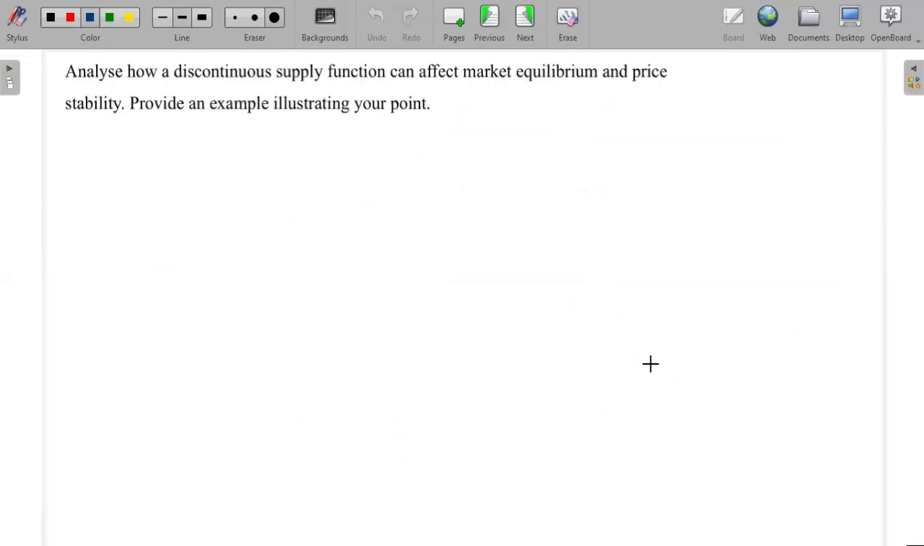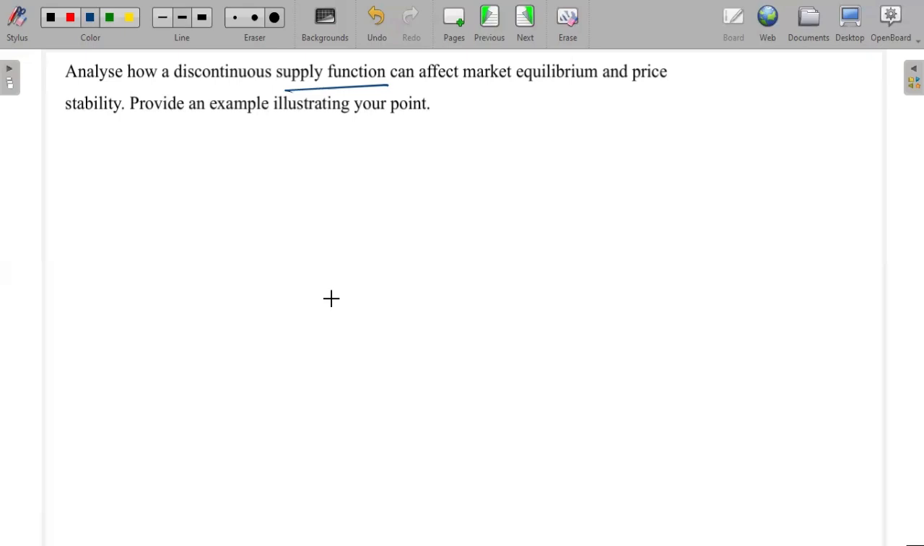They're telling us to analyze how a discontinuous supply function can affect market equilibrium and price stability. Then provide an example for your point. So here what we are saying is the discontinuous supply function causes, number 1, sudden jumps in quantity supplied. So there are going to be certain jumps.